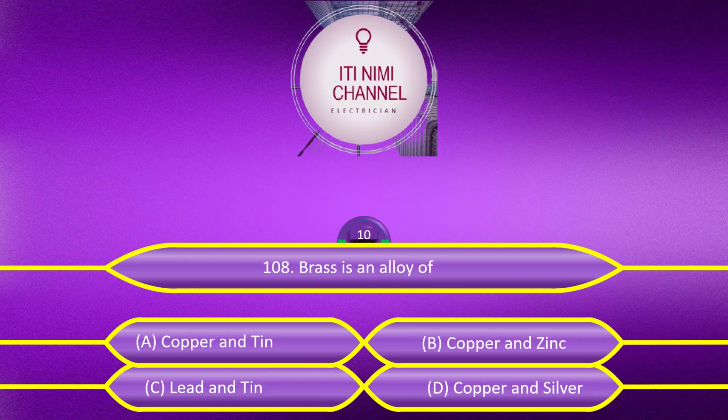Brass is an alloy of option A, copper and tin, option B, copper and zinc, option C, lead and tin, option D, copper and silver. The answer is option B, copper and zinc.